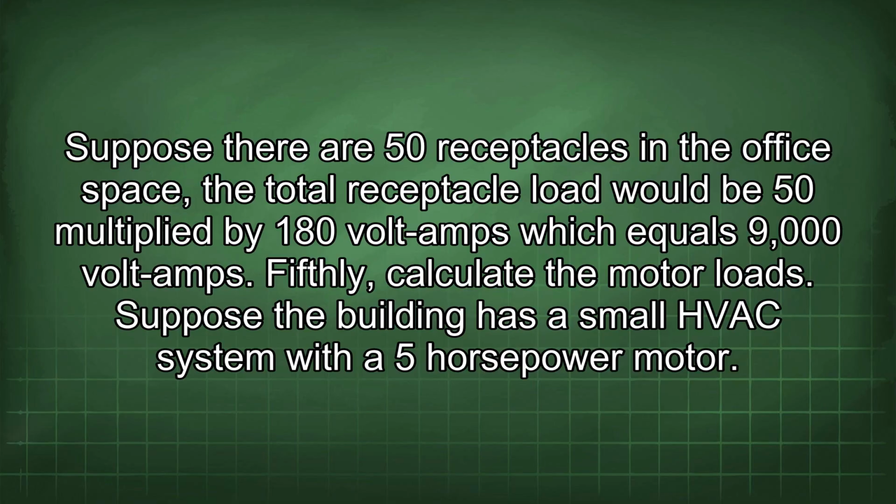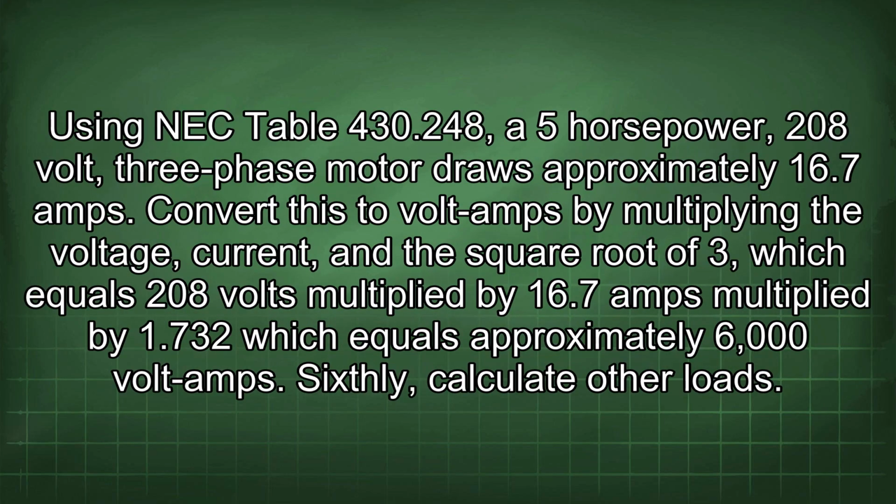Fifthly, calculate the motor loads. Suppose the building has a small HVAC system with a 5 horsepower motor. Using NEC Table 430.248, a 5 horsepower, 208 volt, three-phase motor draws approximately 16.7 amps. Convert this to volt amps by multiplying the voltage, current, and the square root of 3, which equals 208 volts multiplied by 16.7 amps multiplied by 1.732, which equals approximately 6,000 volt amps.